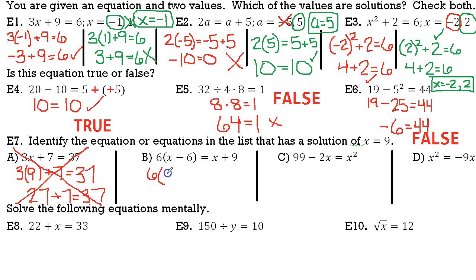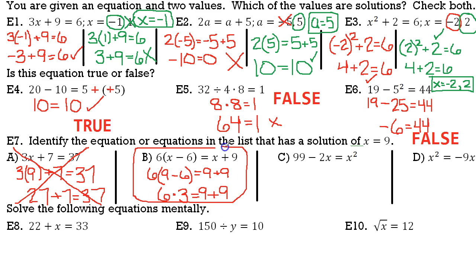We've got a 9 that we're going to plug in right there, and then we also have a 9 that we're going to plug in right here. So 6 times 3 equals 9 plus 9. That sounds good because you have 18 on the left, you have 18 on the right. This one checks out. Letter B is good.